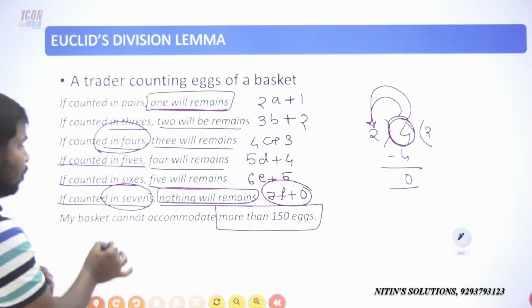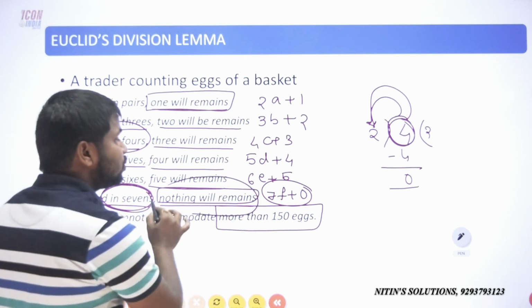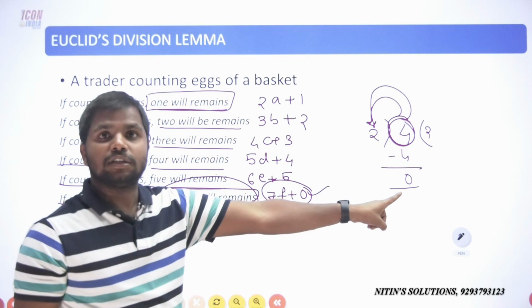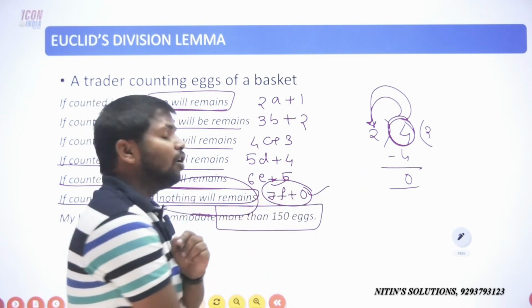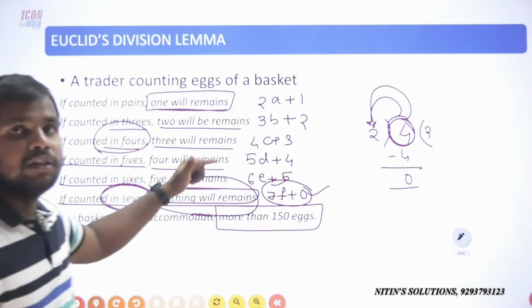In the same way, when you count in 7s, nothing will remain, in the sense that the remainder is 0. When the remainder is 0, it is a multiple of 7. Now, we will solve this question here.